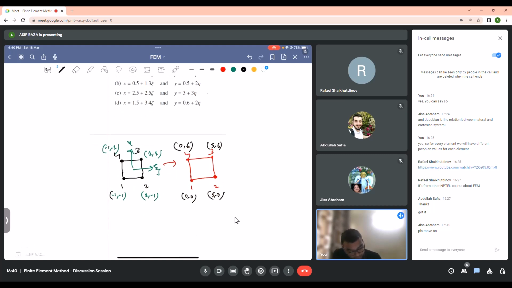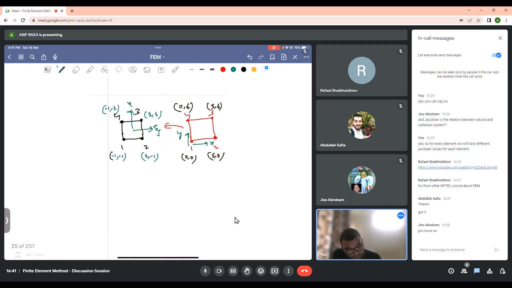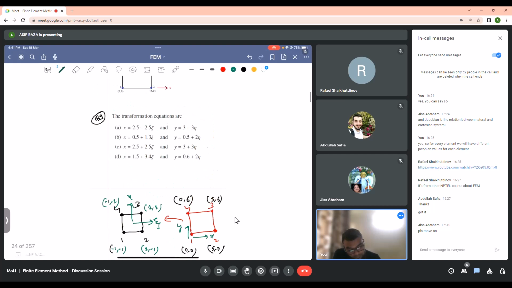Okay, or we can draw the opposite arrow also. So this is in the x y coordinate system. So what will be x in terms of xi and eta, and y in terms of xi and eta? This is what we are asking.